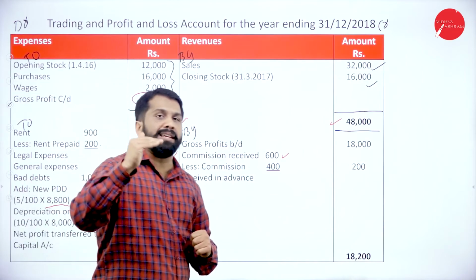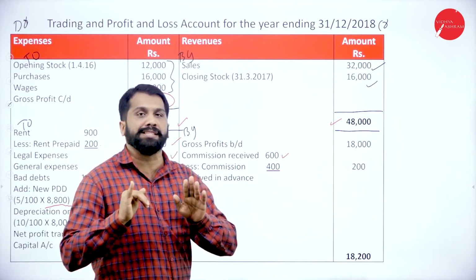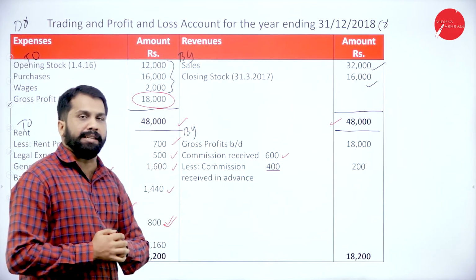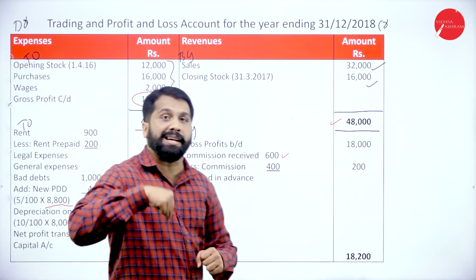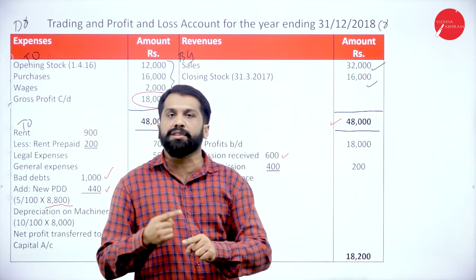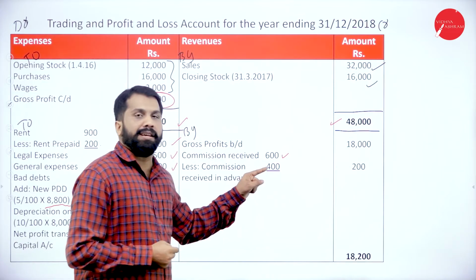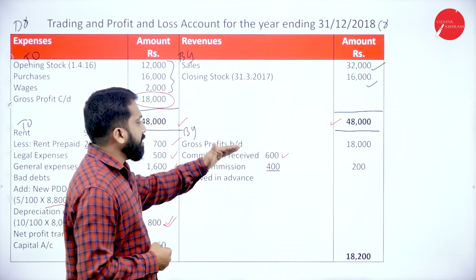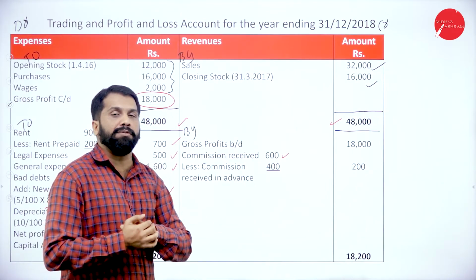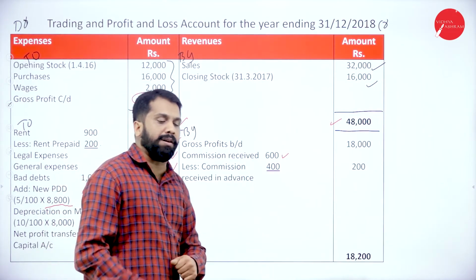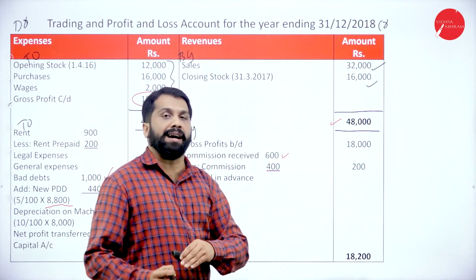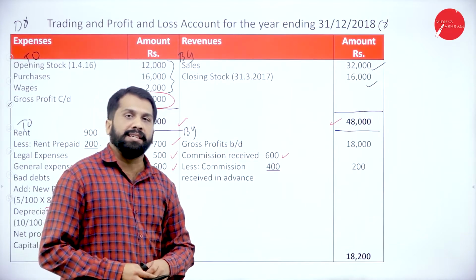Now, 10 minus 4, finally you will get only 6,000. Similarly, your commission is 600, but you have received 400 in advance, maybe for some emergency you requested. Now, 600 minus 400, the balance, how much will you get? Now you will get only 200. Remember, any outstandings should be added, any prepaid or received in advance should be deducted.